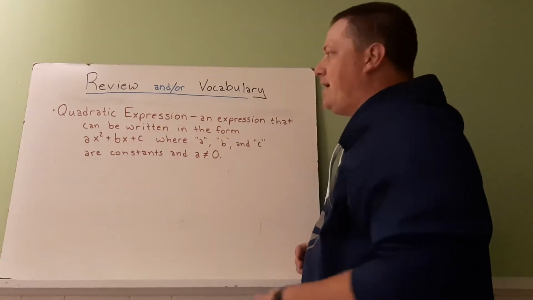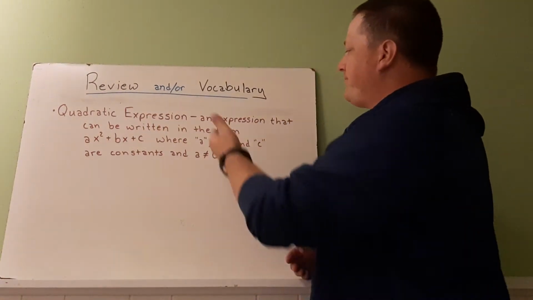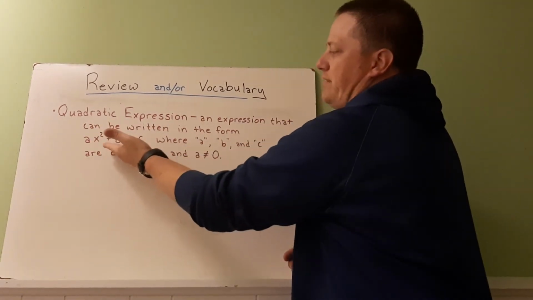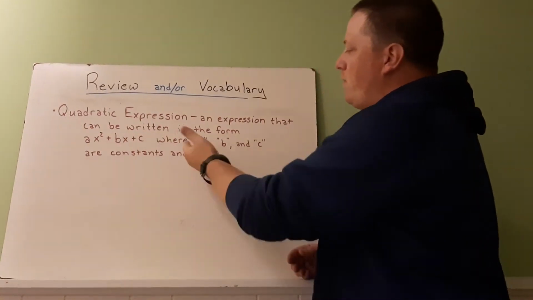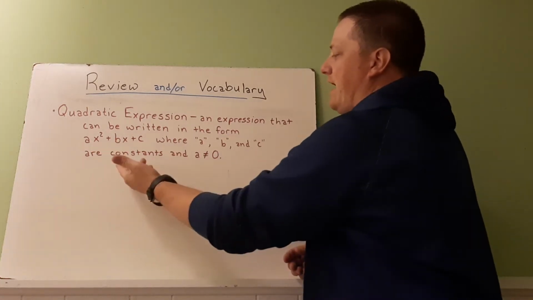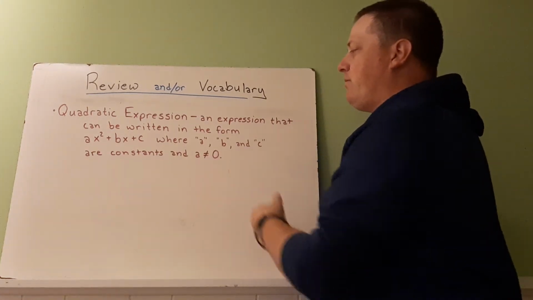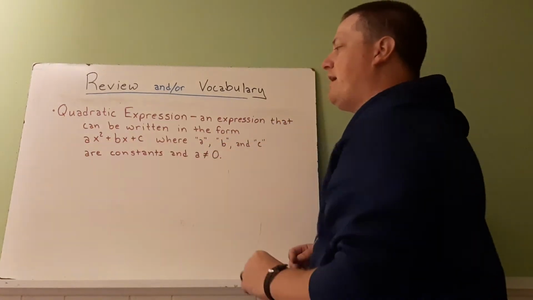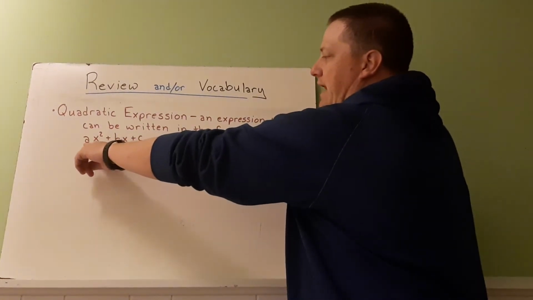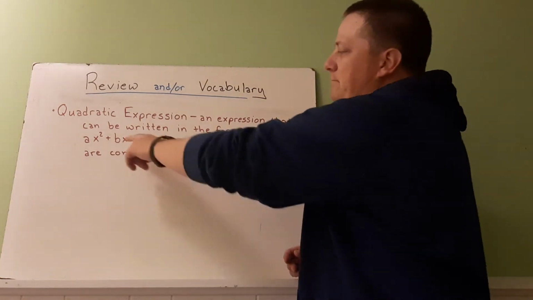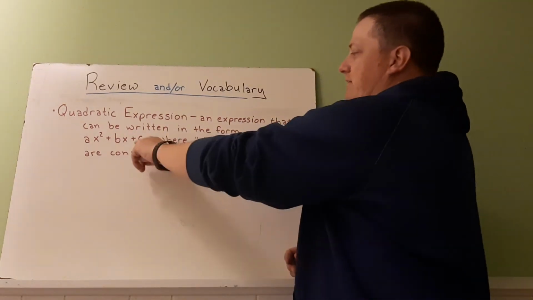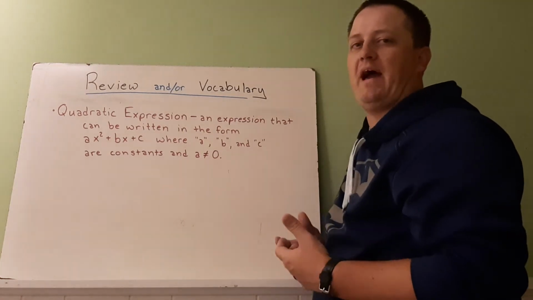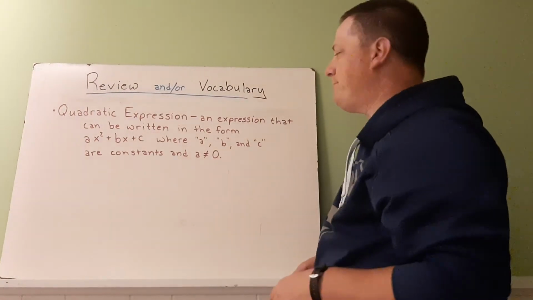So our vocabulary is quadratic expression, an expression that can be written in the form ax squared plus bx plus c, where a, b, and c are constants and a cannot equal 0. So we have this basic form of a quadratic, and a can be any number that's not 0, b can be any number, and c can be any number. And then this will always give us a pattern that is known as quadratic.